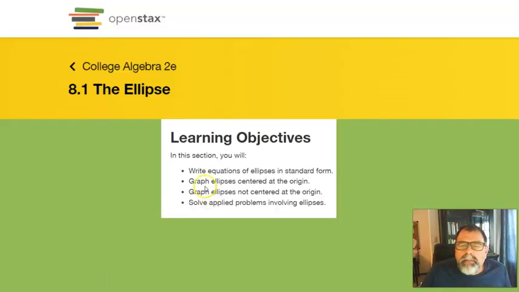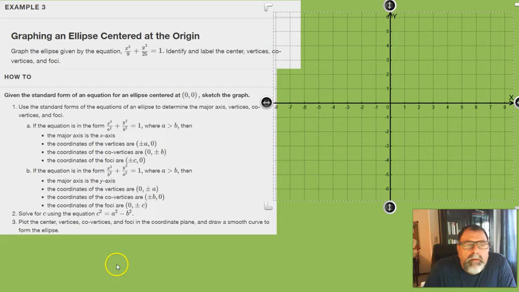Okay, on to the next learning objective. Graph ellipses centered at the origin. Graph an ellipse centered at the origin. So graph the ellipse given by the equation x squared over 9 plus y squared over 25 equals 1. Identify and label the center, vertices, covertices, and foci.